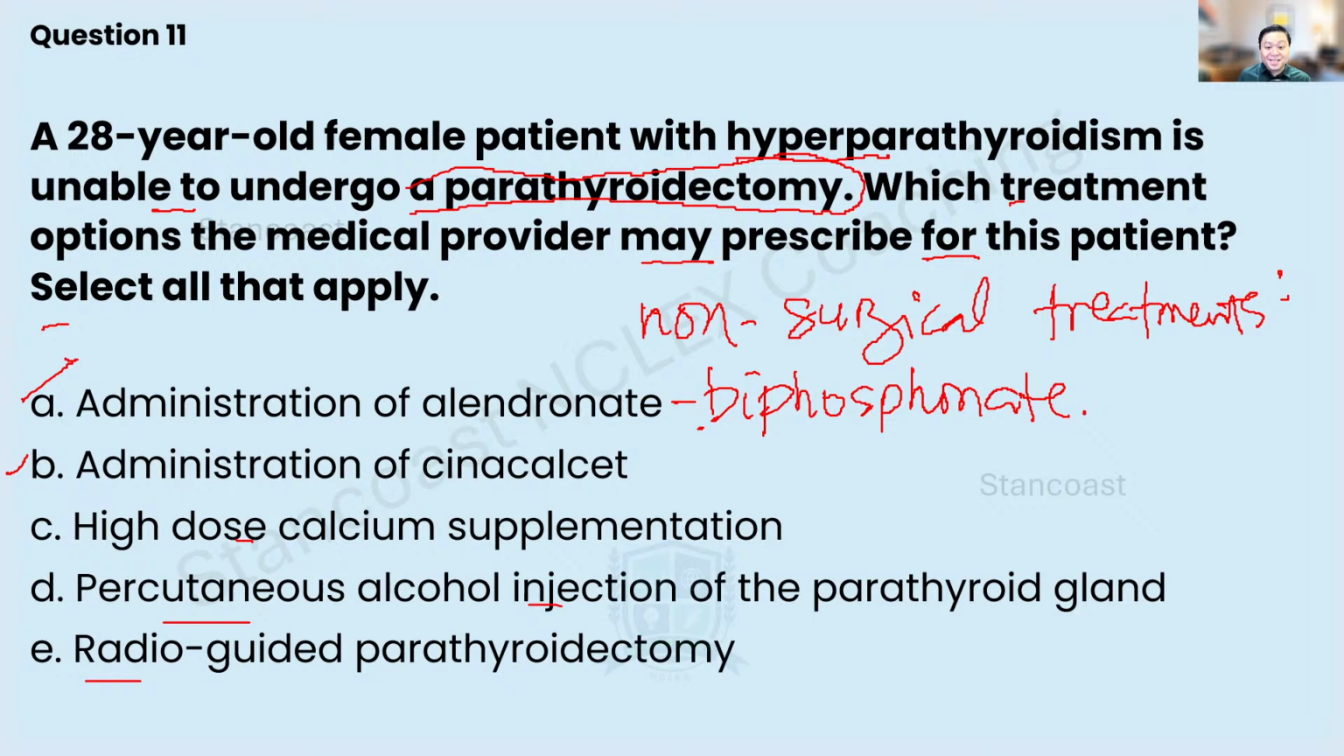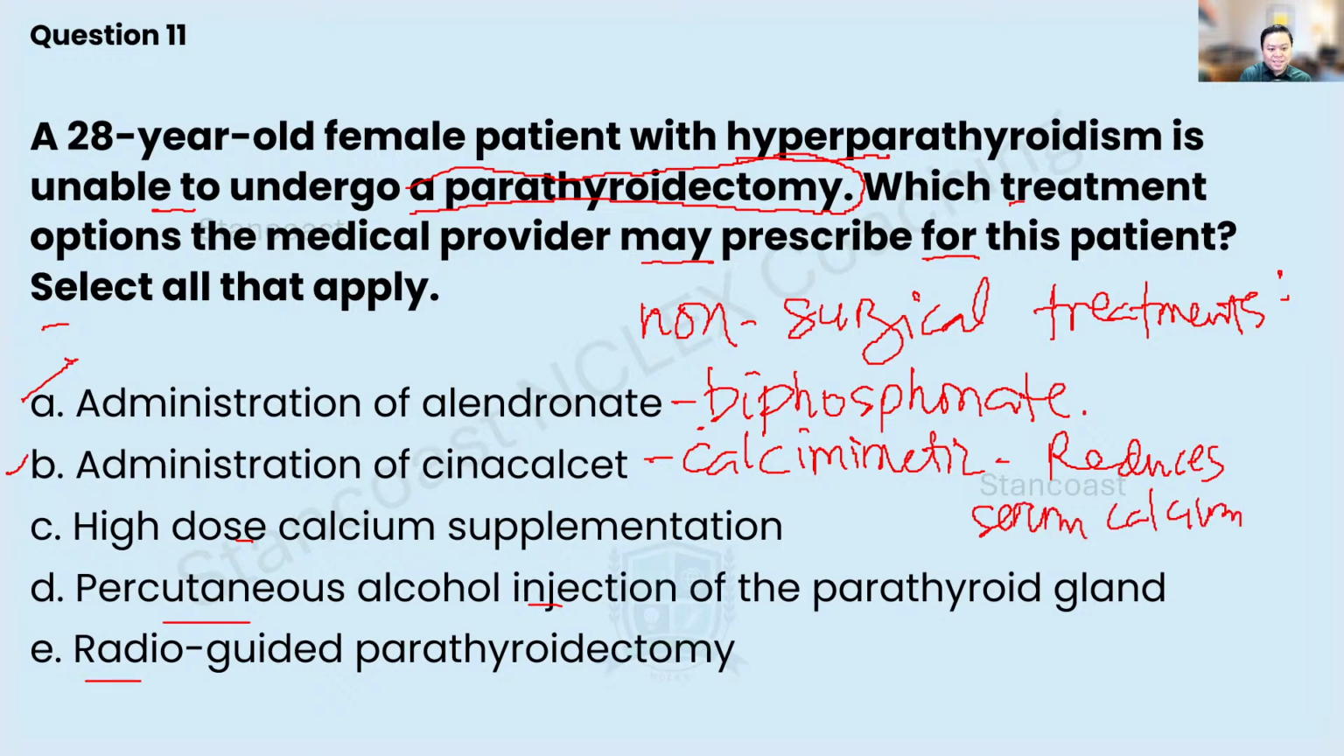A cinacalcet is what we call a calcimimetic medication. What it can do is to activate the calcium sensing receptors, and it will reduce the calcium levels. Reduces serum calcium levels. Take note, guys, that your patient has hyperparathyroidism.